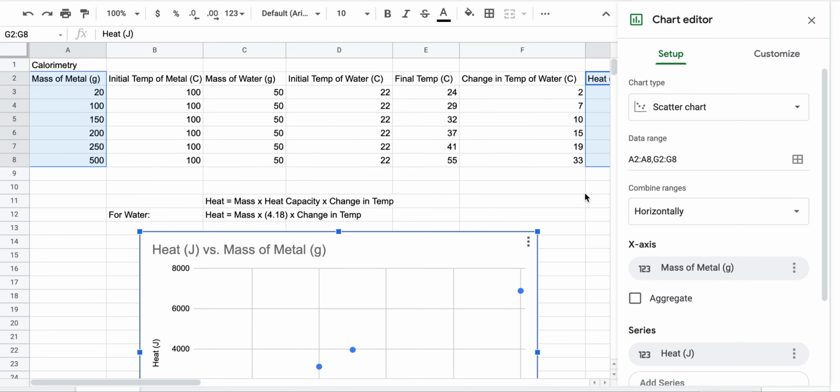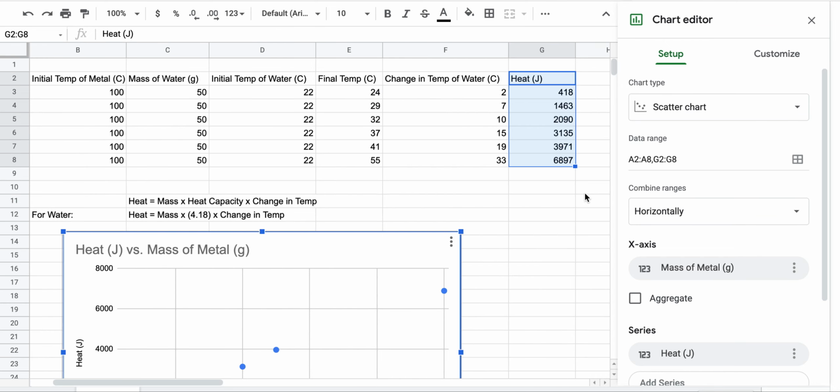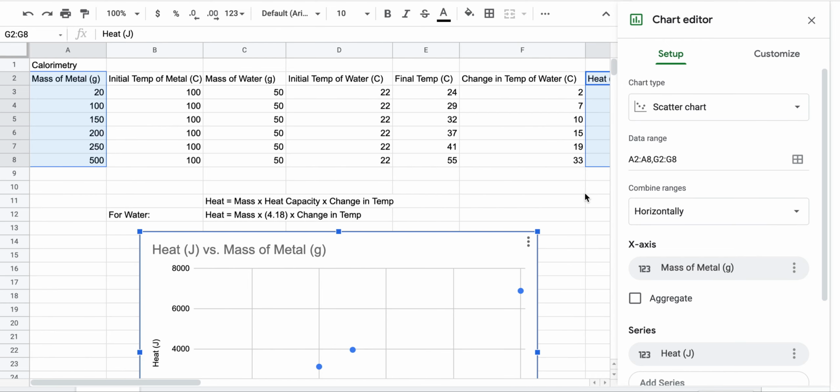And that is looking at today's lab. Again, what you need to know is that mass, the greater the mass, the more heat it is able to absorb and even transfer to another substance, that other substance in this case being the water.